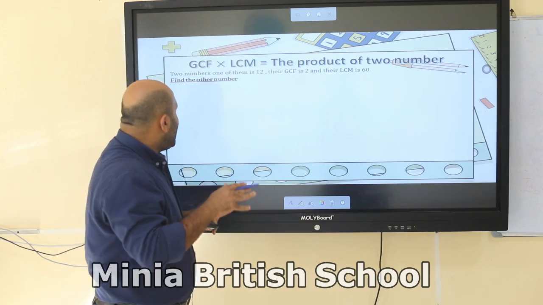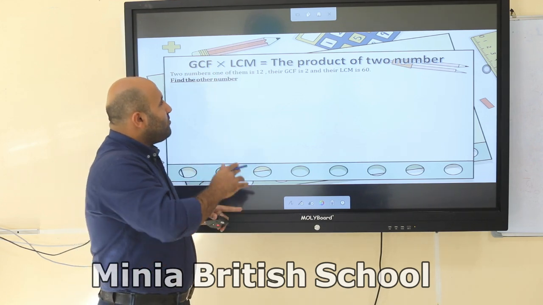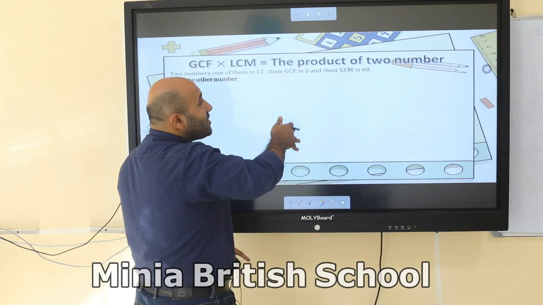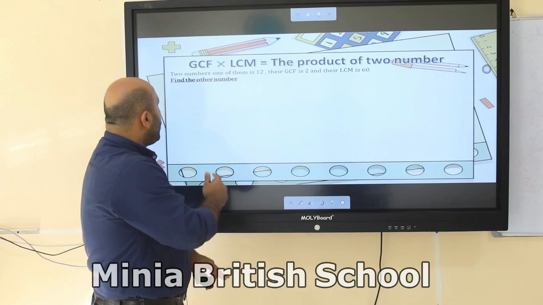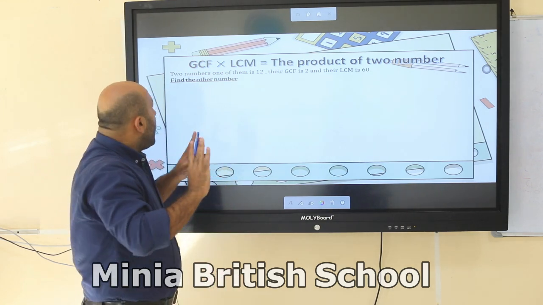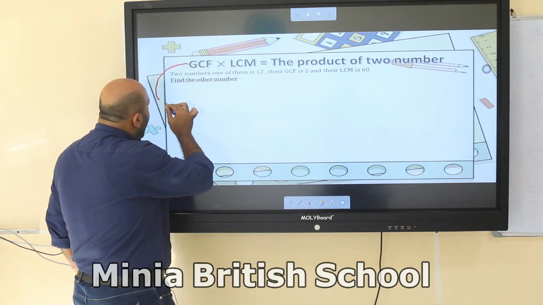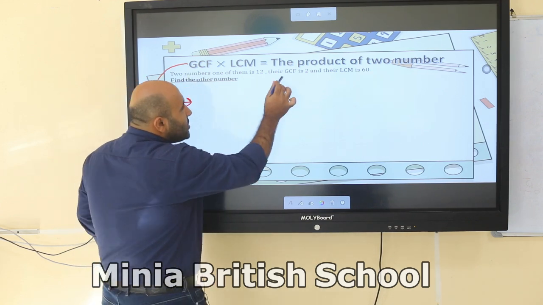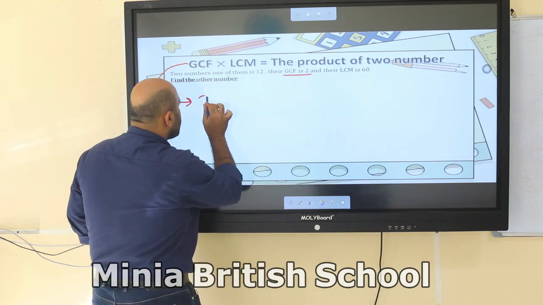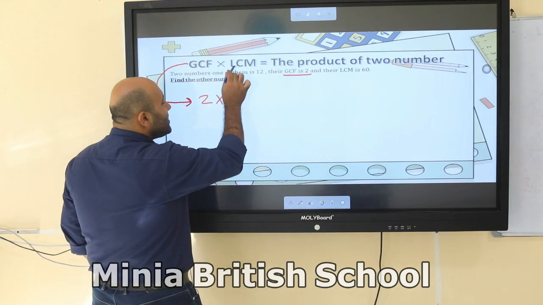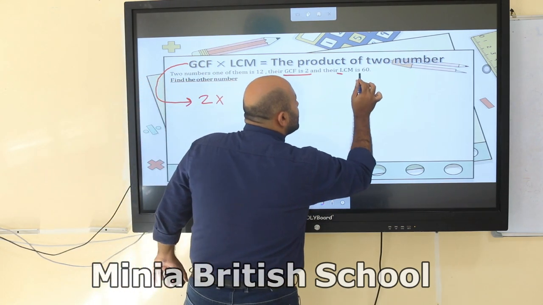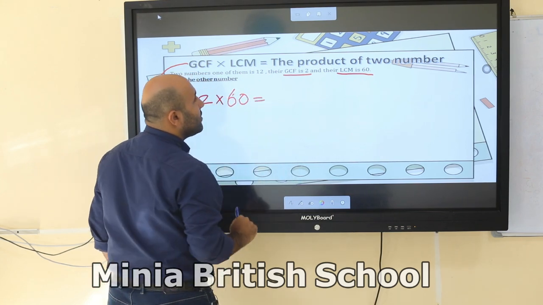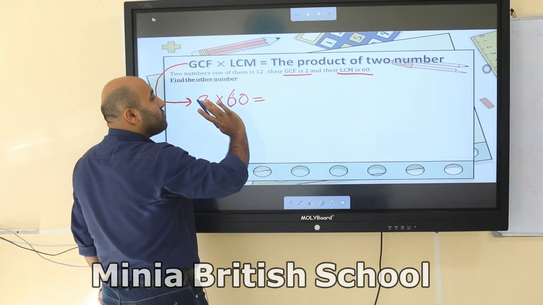For example, when I say two numbers, one of them is 12, their GCF equals 2 and their LCM equals 60. Find the other number. You see, this rule I will apply step by step. What is the GCF? I have 2. What is the LCM? It equals 60. So 2 times 60 equals the product of the two numbers.